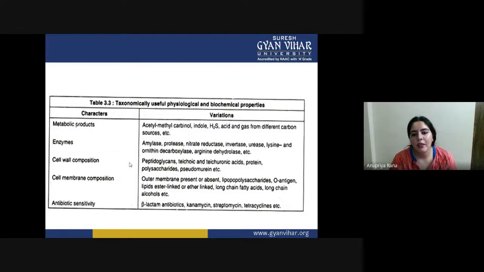Antibiotic sensitivity, so sensitivity to antibiotics. In the case of pathogenic bacteria, as they are going to create some disease in our body, an antibiotic is going to act on them. So how they are going to react with antibiotics is called antibiotic sensitivity.